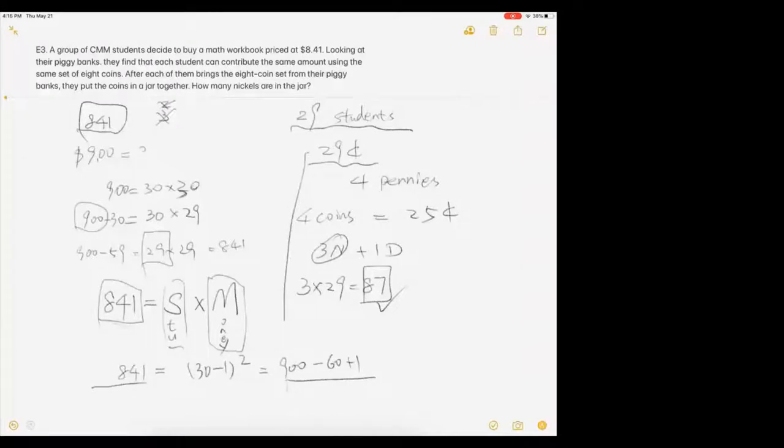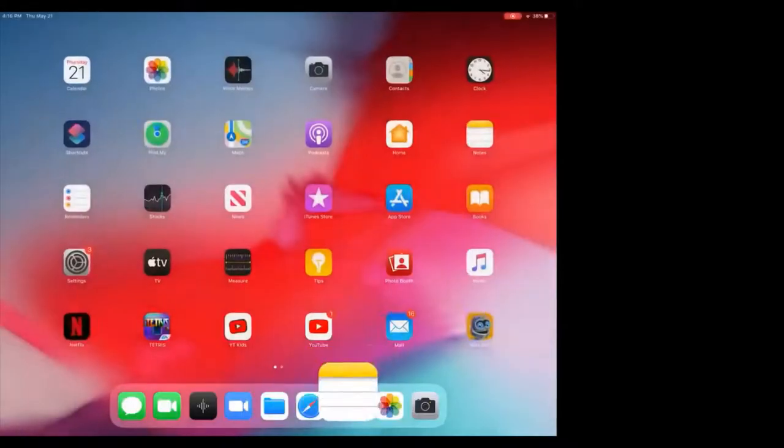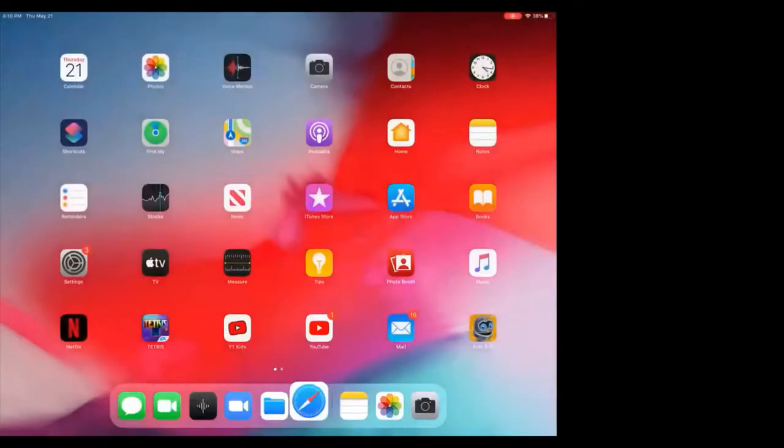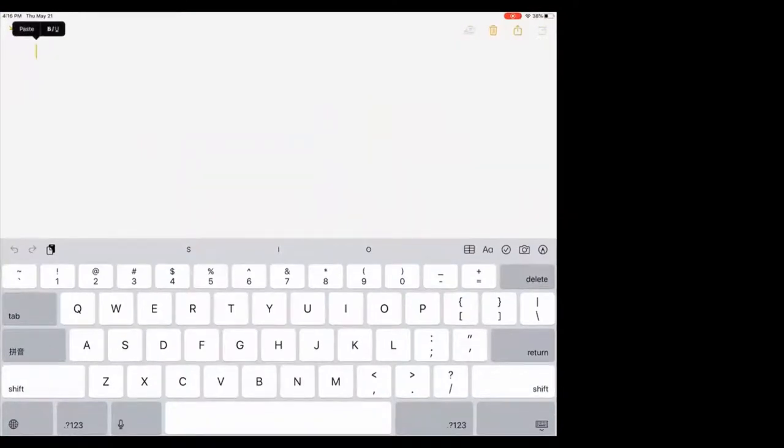Okay, good. So the next one is the most difficult alphabetic problem we've encountered so far. I don't need to copy this. I will write it this way. So it will be Tao Hong plus Leo Hong equal coolest. Okay.